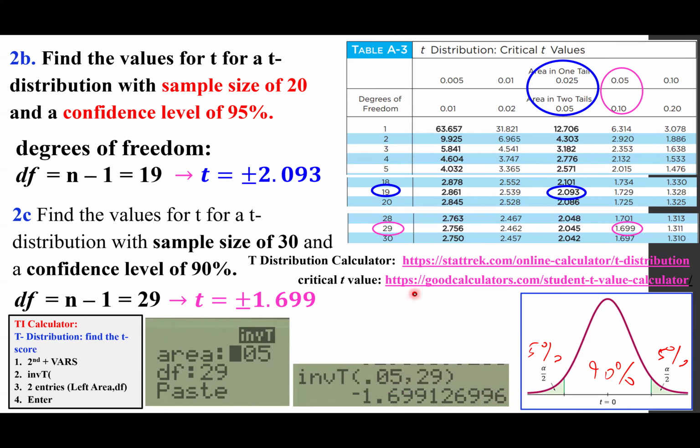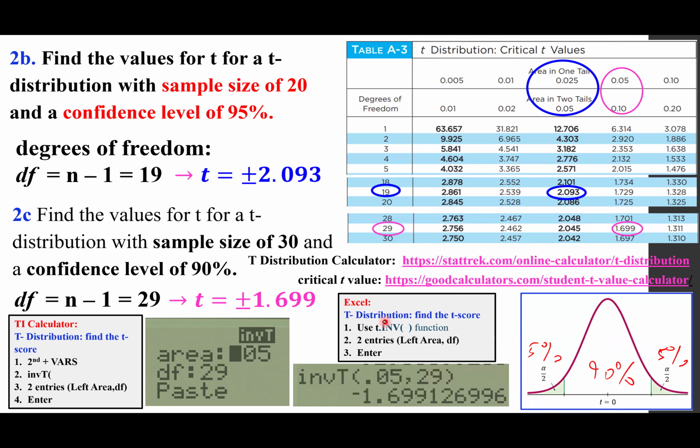We already have discussed the calculators online. These are a couple of calculators for t distribution. You can use them as well. If you use Excel, basically uses the same methodology. Find the t-score, use t inverse. Two entries, left area and degrees of freedom, enter.